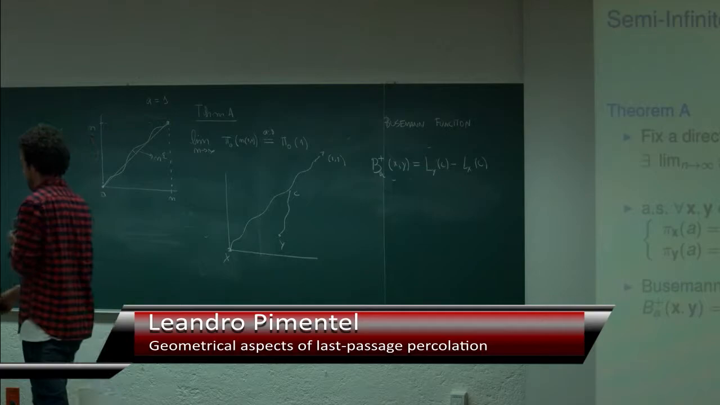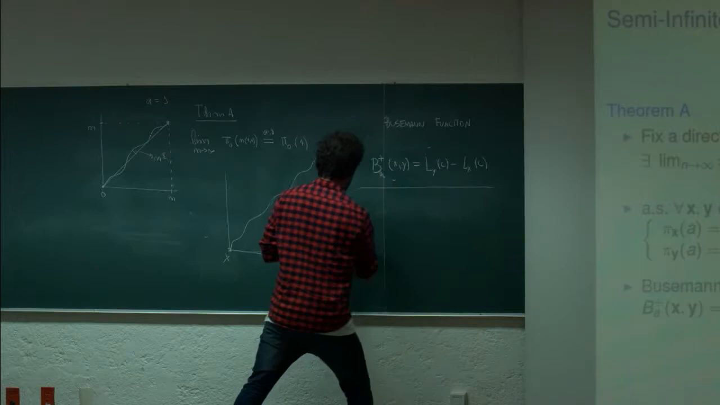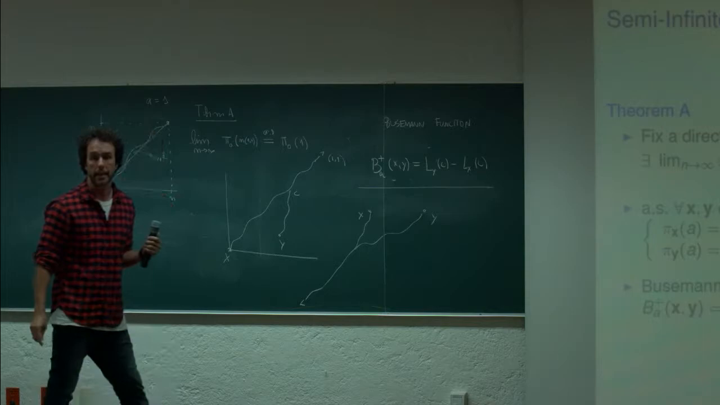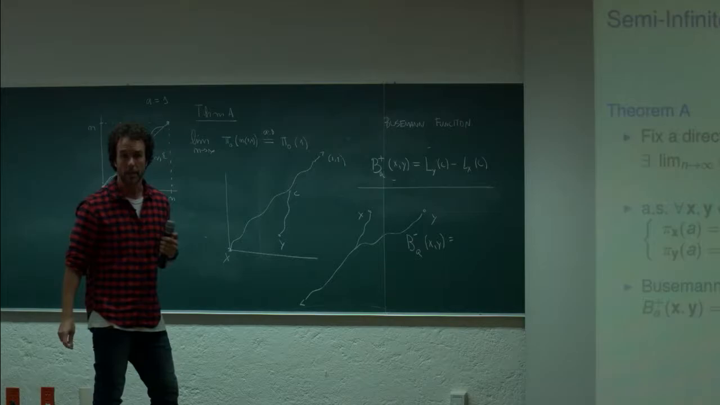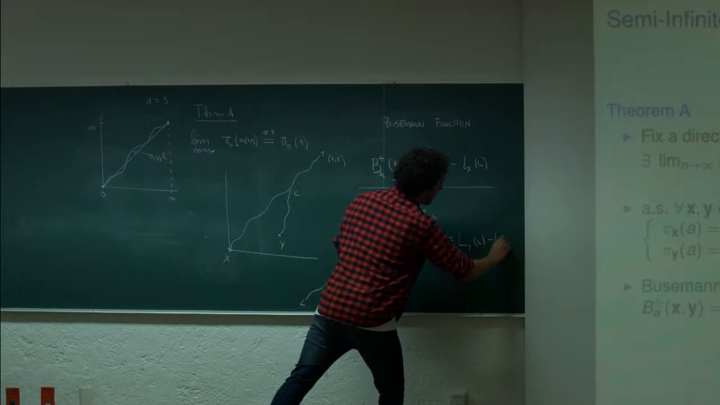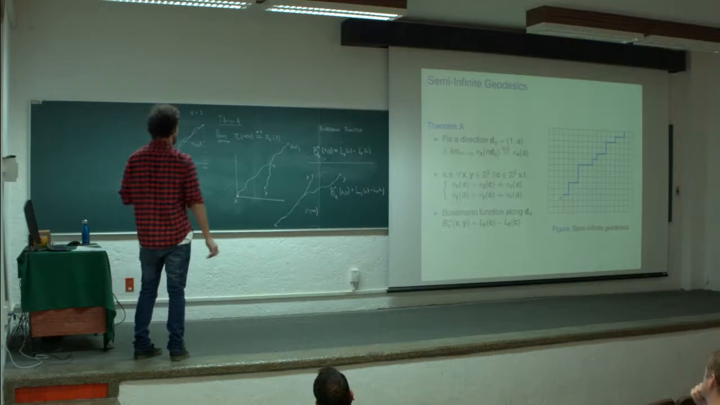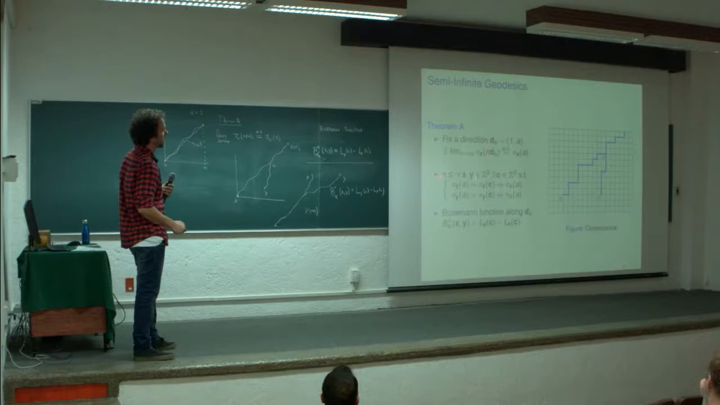But of course, I could do the same, not going like this, but going in the other direction, in the other sense. So I could do the same: I take X here, take Y here, and take the semi-infinite geodesic going in this direction instead, and then define the Busemann function. So I would put a minus here in a similar way, okay? And so here it means that I'm going in the direction minus 1, minus A. Okay. Yeah, so this is again a picture of the coalescence of two semi-infinite geodesics.